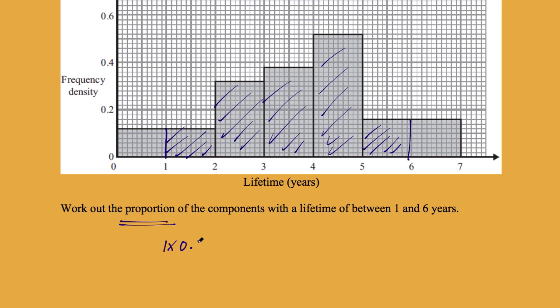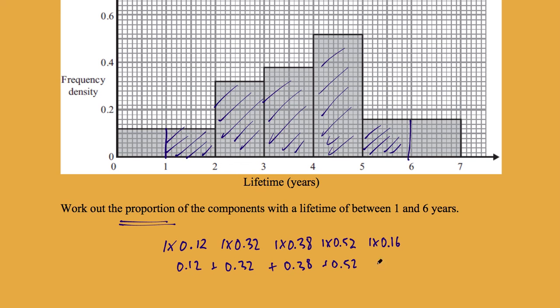So 1 times 0.12. This one is 1 times, again, width of 1, times by 0.32. This one is 1 times 0.38. And that's 1 times 0.52. And this is 1 times 0.16. So we've got 0.12 plus 0.32 plus 0.38 plus 0.52 plus 0.16. And that equals 1.5. The total area of this graph also has an additional 0.12 in here, 1 times 0.12, and over here an additional 0.16.